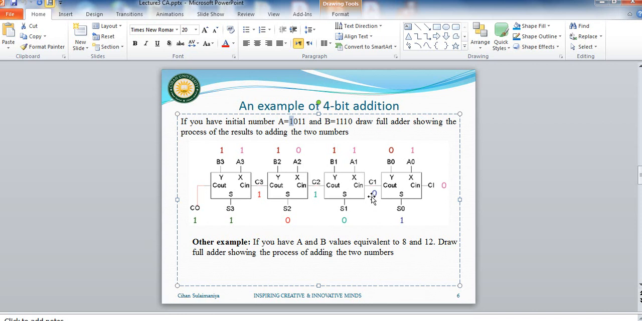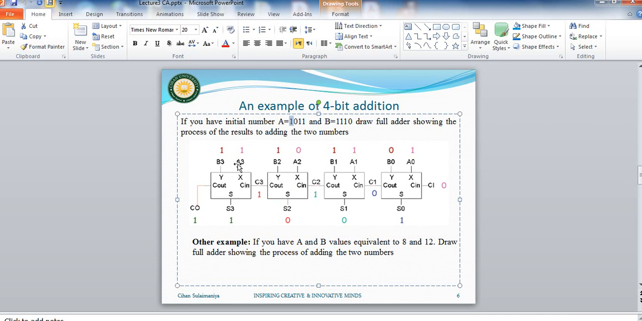So for this one, 0 plus 1 is 1, plus 1, so it's 2. 2 in binary is actually 0. The summation is 0, and the carry out is 1. This one will be the C in, the carry input, for the third full adder. So 1 plus 0 is still 1, plus 1, so it will be 2. 2 in binary will be 0, and C3 will be 1. This one will be an input for the third, the last full adder.